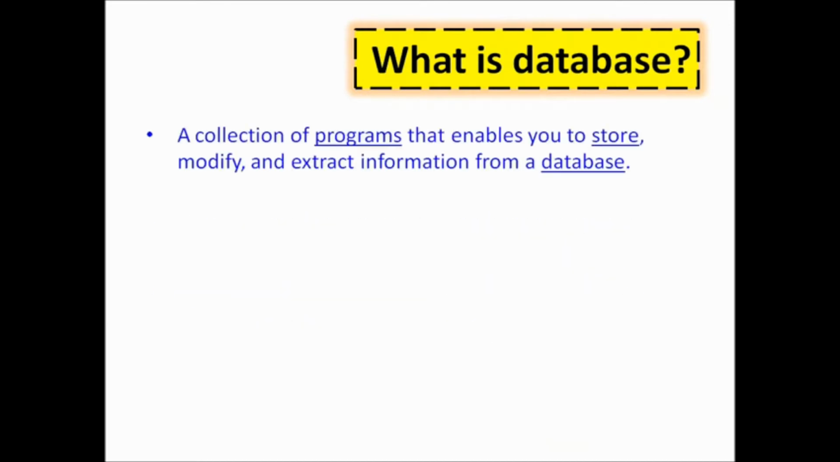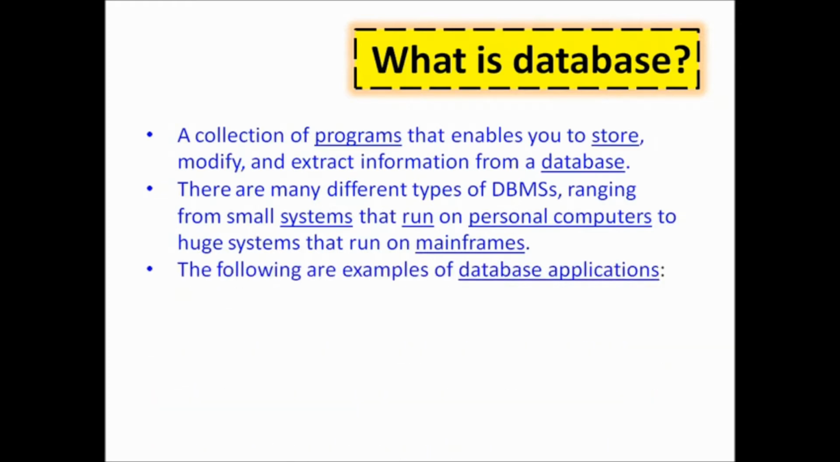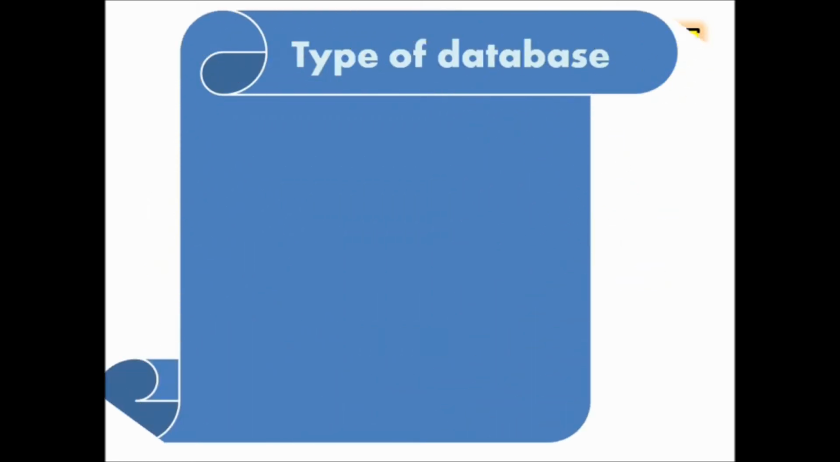What is a database? A database is a collection of programs that enable you to store, modify, and access information from a database. There are many different types of database, ranging from small systems that run on personal computers to huge systems that run on mainframes. The following are examples of database applications. Firstly, computerized library system, automated teller machine, flight reservation system, and computerized flight inventory system.